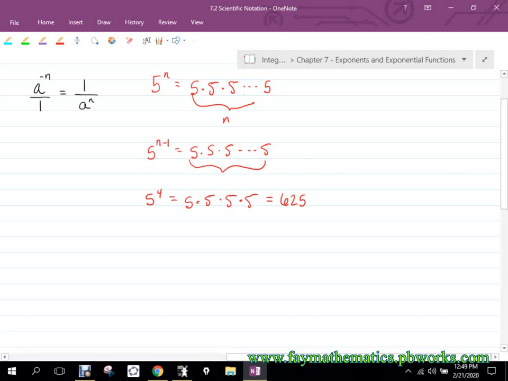Now, let's write what 5 to the 3rd is. 5 times 5 times 5, which is 125. Okay. 5 to the 2nd. 5 times 5, which would be 25. And then 5 to the 1st would just be 5. Okay?